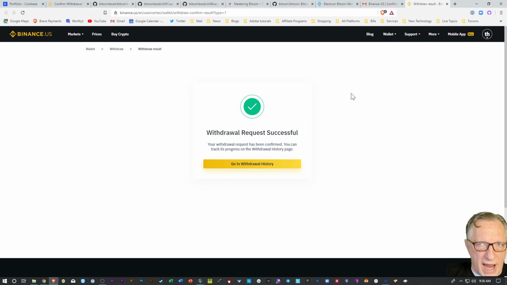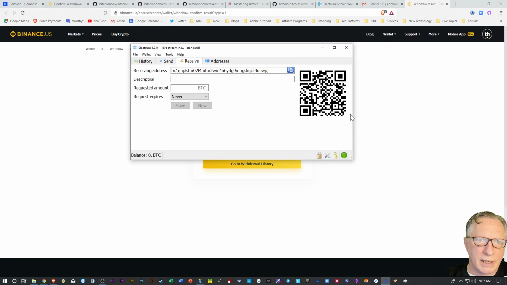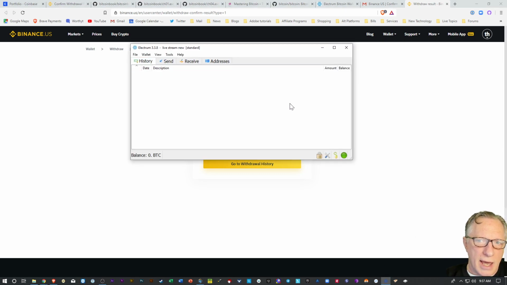So best practice, always send a small amount first before you send the full amount, right? So if I had $20,000 worth of Bitcoin on Binance US and I was using a new wallet address that I've never used before, I would send a small amount first in order to verify that everything was working on both ends, right? So let's go over here to history, and we'll just wait for the Bitcoin to come in.